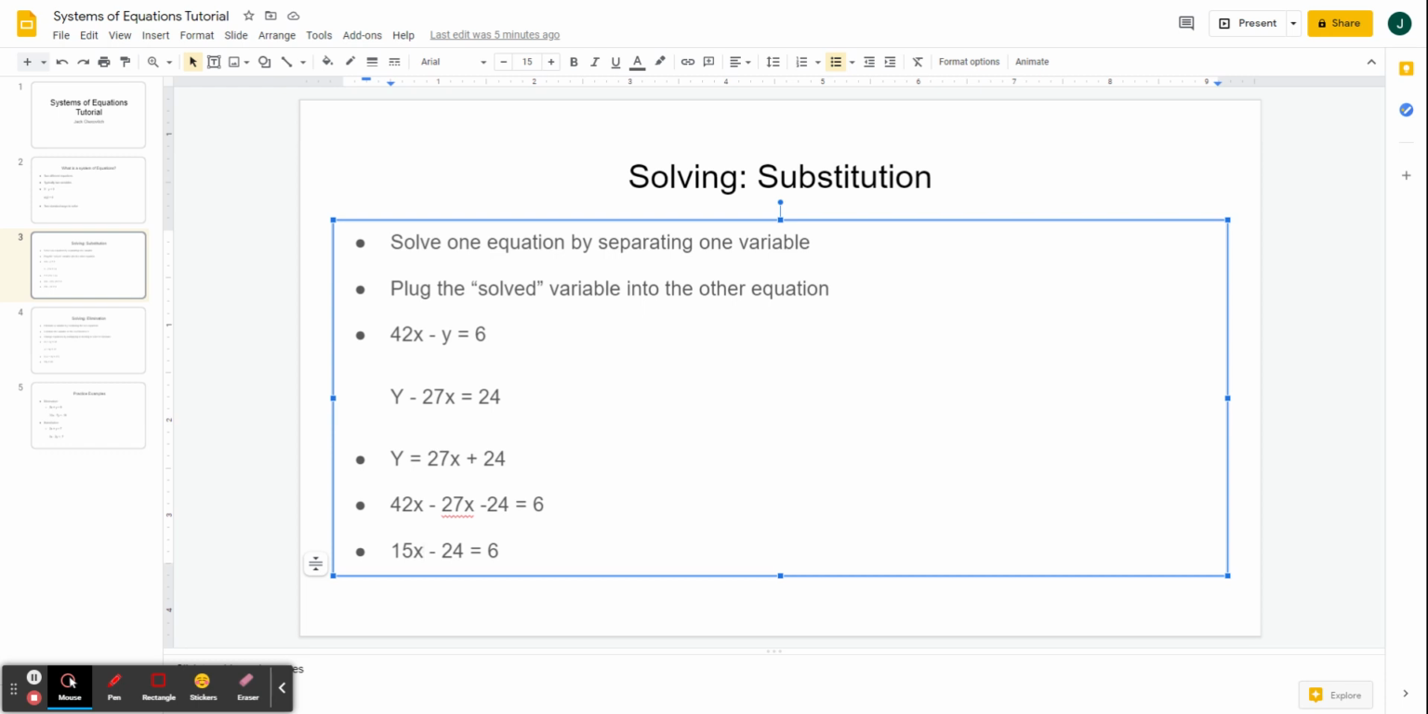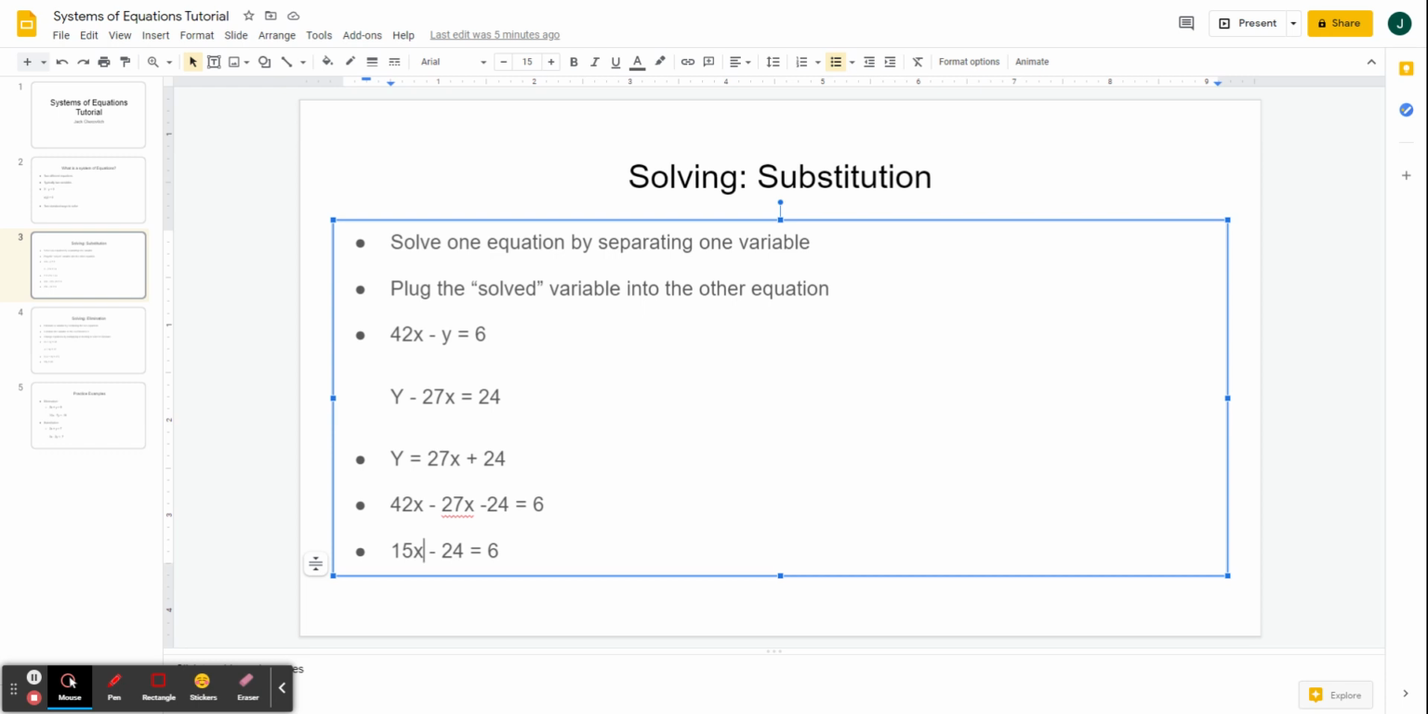And now we just solve for x. So we add 24 to this side, get 30. 15x equals 30, x equals 2, and that will be our solution for x. And now we can go back and plug the solution for x, 2, into either one of these equations. Typically you want to do it in both to make sure that you are correct. So first we'll do it here.